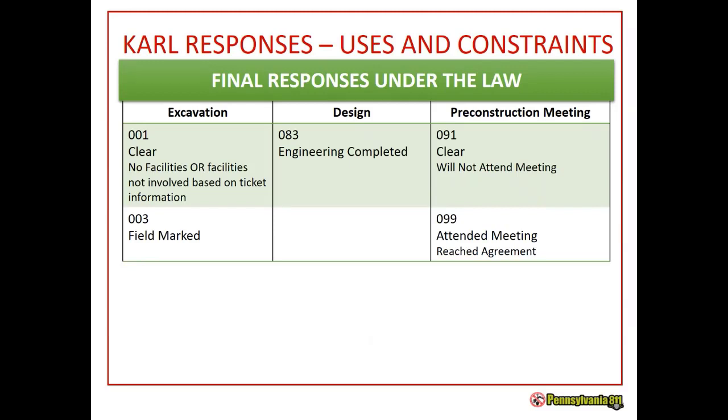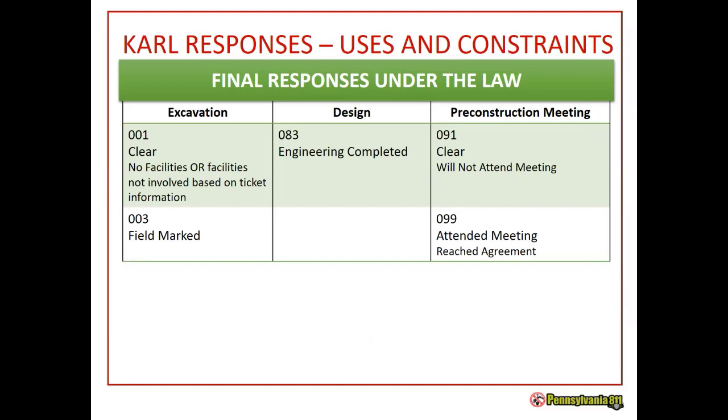So let's take a look at our final responses. We have 001, clear no facilities or facilities not involved based on ticket information. The facility owner does not have any underground lines at the site described in the location request. You have 003, field marked. A locator was dispatched and physically went out and marked the lines at the work site.